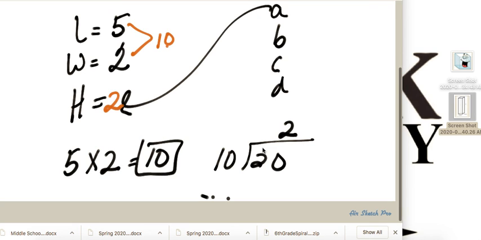Anyway, I hope this cleared up a little bit the differences between surface area and volume.